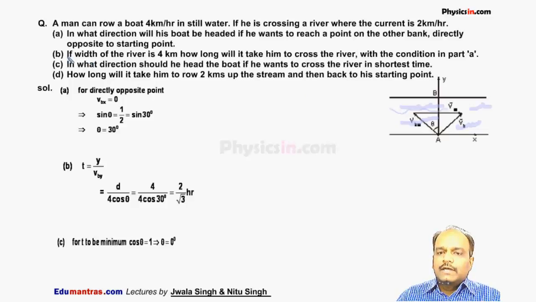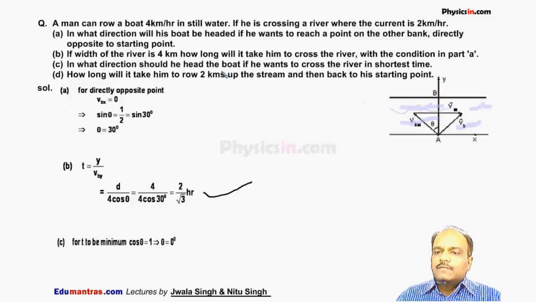Second part, if the width of the river is 4 km, then the time taken by the swimmer is the width divided by speed of swimmer along y axis, which is 4 cos theta. We know 4 cos theta is Vy, so the width 4 km divided by 4 km per hour into cos 30, that is equal to 2 by root 3 hour. This is the time taken by the swimmer to cross the river. He will directly reach from A to B.